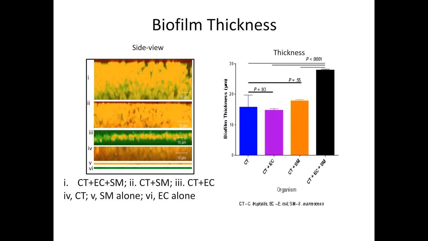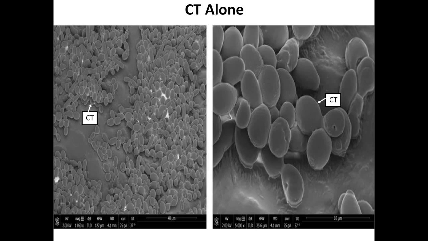We also looked at the thickness of the biofilm, and you can see in the histogram as well as confocal microscopy in nice colors. When you put the three organisms together, in black, the thickness of the biofilm is significantly increased, telling you that these organisms come and work and play together. This is some scanning electron microscopy just to drive the message home. Again, CT alone is yeast.